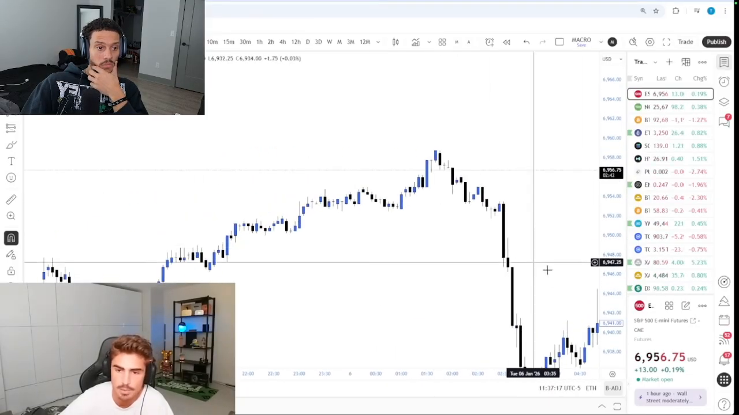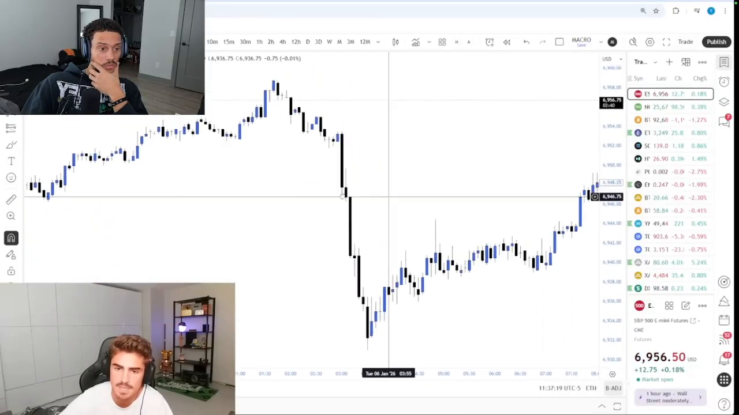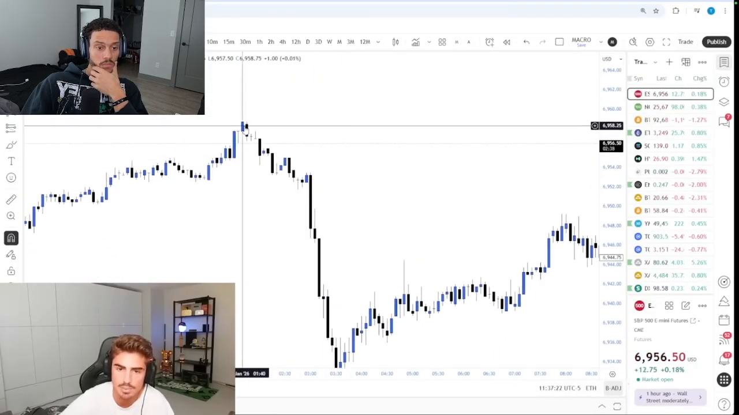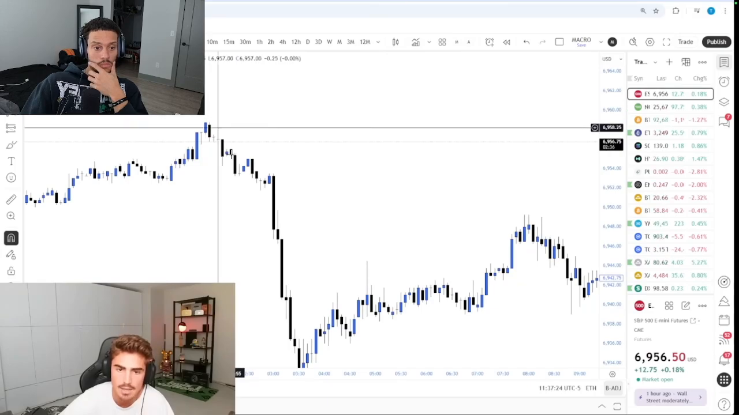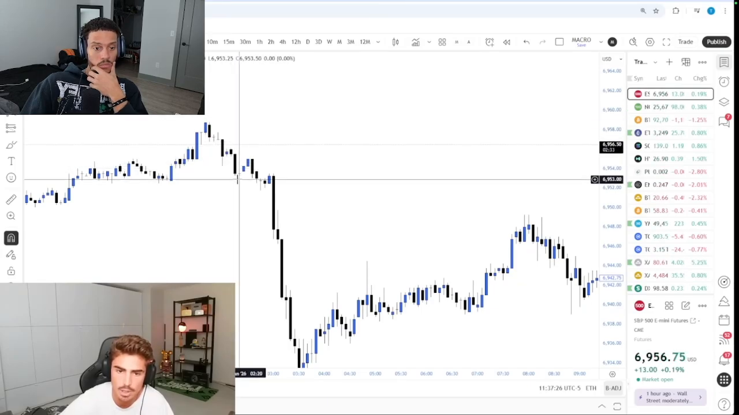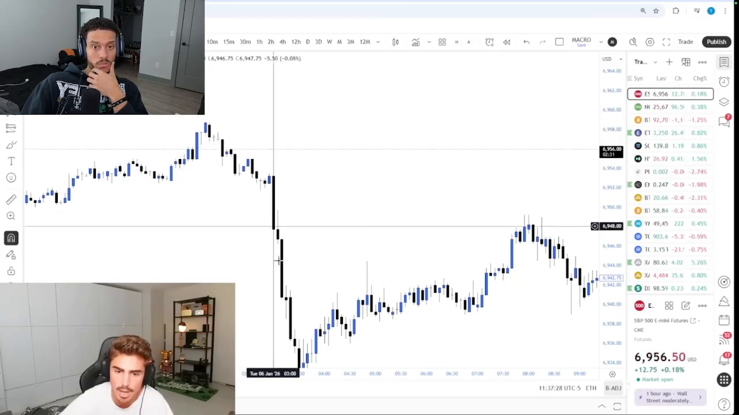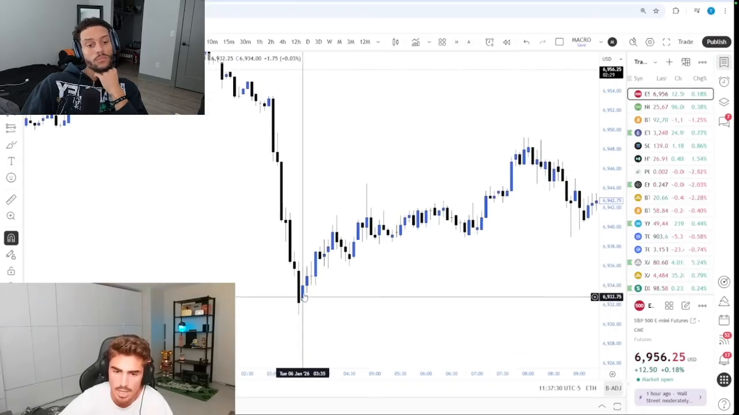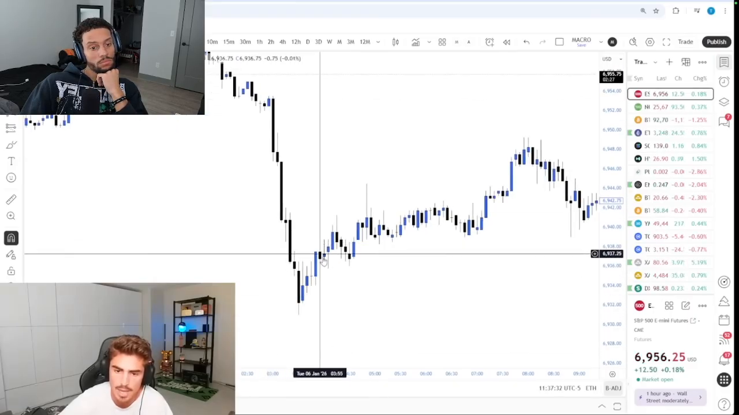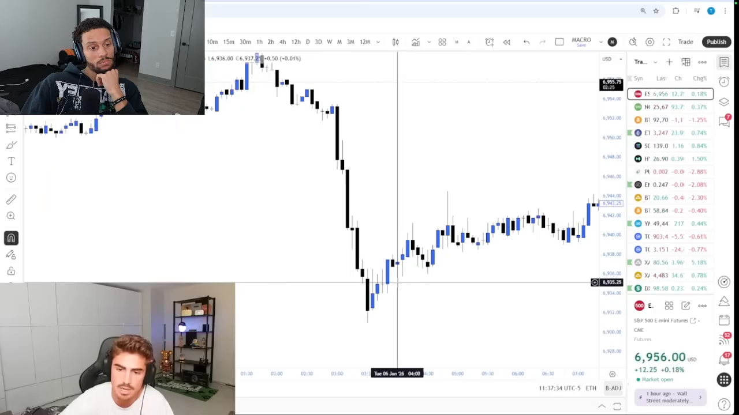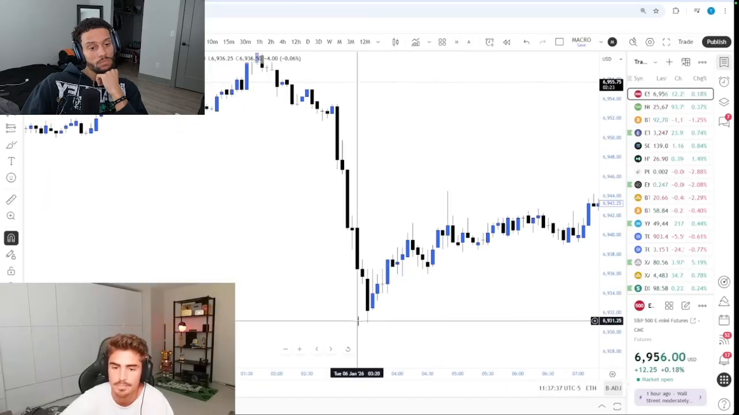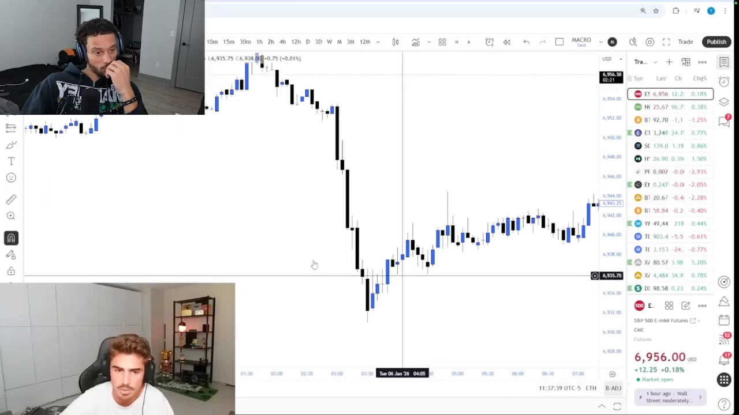Now, let's show an example of a break of structure to the upside. So we can see a pretty clear downtrend here. We have a high, then we have a low, then we have a lower high, then we have a lower low, lower high, lower low, lower high, big sell off to make a lower low, and then we make a lower high, then we make a higher low. Just because we make a higher low from this low doesn't mean we've broken structure yet.